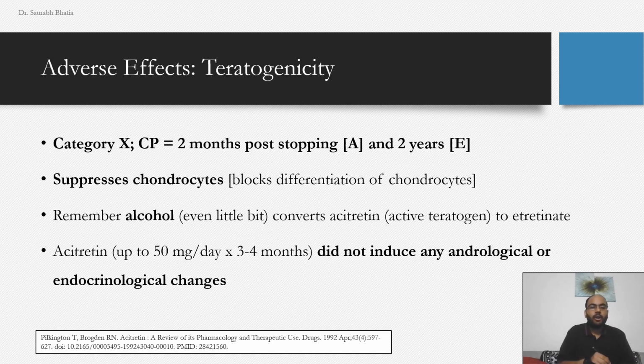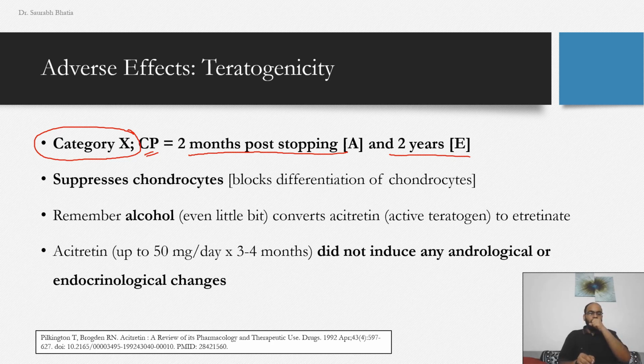Now, teratogenicity. Like all retinoids, acitretin is category X, so you cannot give it to pregnant females. If you give it to females of reproductive age group, the contraception period should be about 2 months after stopping acitretin, and 2 years if etretinate is the agent. The reason, as I've already told you, is that etretinate is lipophilic, so it tends to reside in the fat cells and is slowly released over a period of 2 to 3 years. So if you have given etretinate, the contraceptive period is about 2 to 3 years. If you have given acitretin, the contraception period is about 2 to 3 months. That is why acitretin is a good drug to use, because the duration of contraception is shortened.